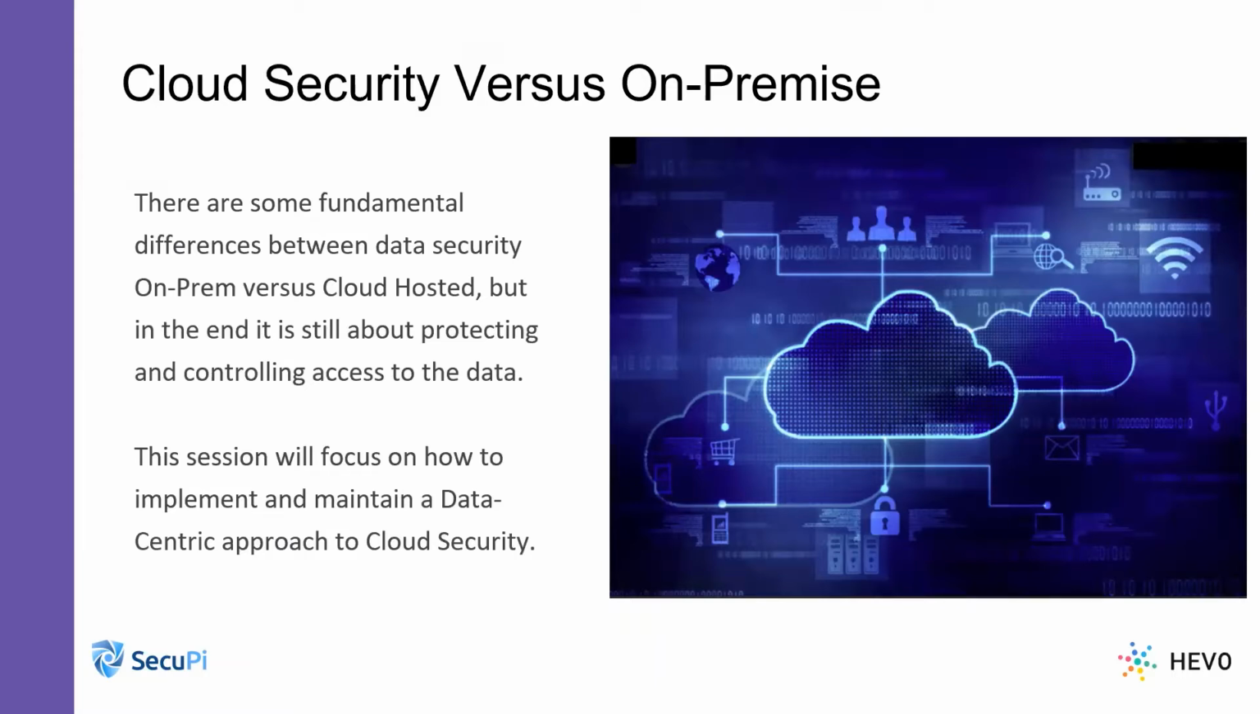So when you look at cloud security versus on-premise, there are some fundamental differences, obviously, between on-prem and cloud, but in the end, it's really still about protecting and controlling access to the data. That's the asset that's really important. Nobody cares if you hacked into a router or firewall or server in the cloud. What matters is if that allowed you to get access to some sensitive data. So this session is going to be on having a very data-centric approach to protecting and controlling access to the data, because that's ultimately where 80% of your effort should go in any cloud security strategy.